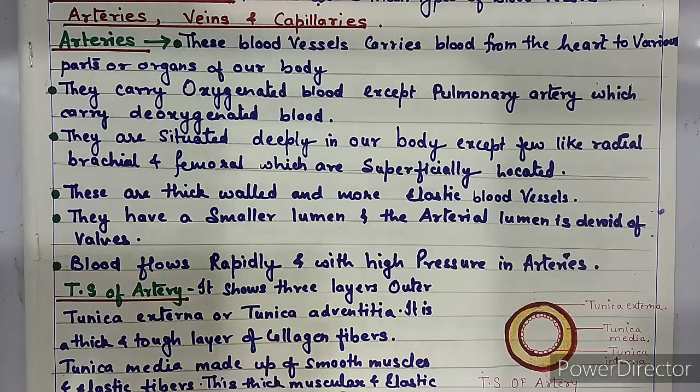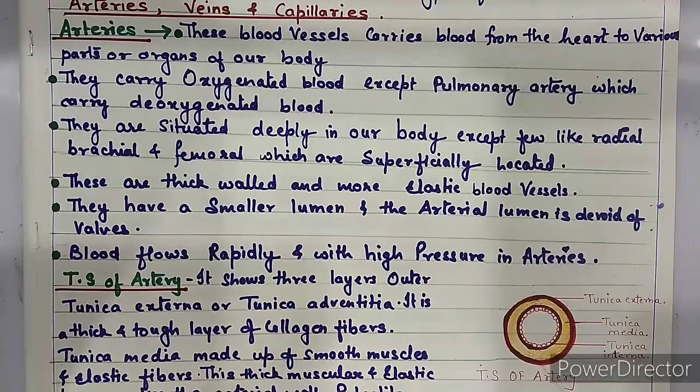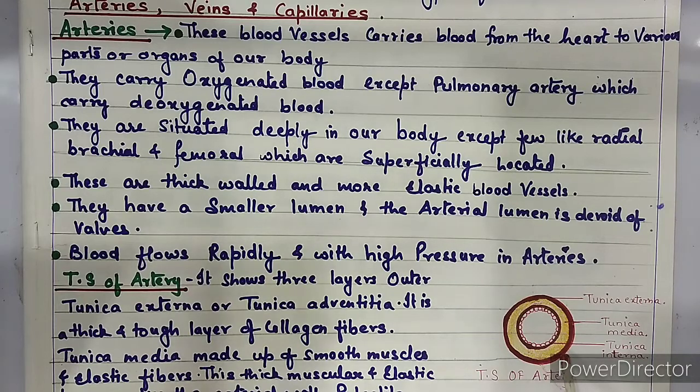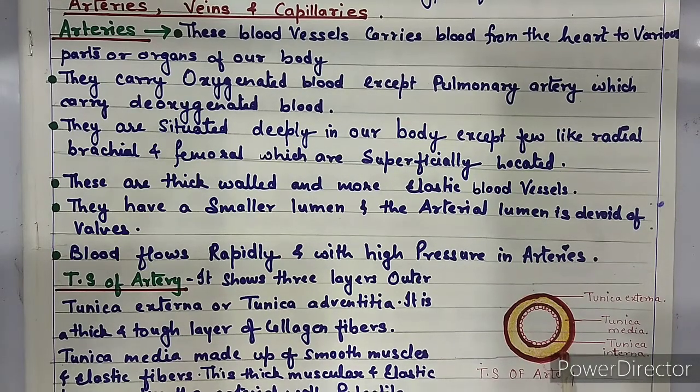Look at the transverse section of the artery. The section of the artery, children, shows that the artery is a thick-walled blood vessel. See, it is so thick. This thickness, this width indicates that arteries are thick-walled blood vessels.